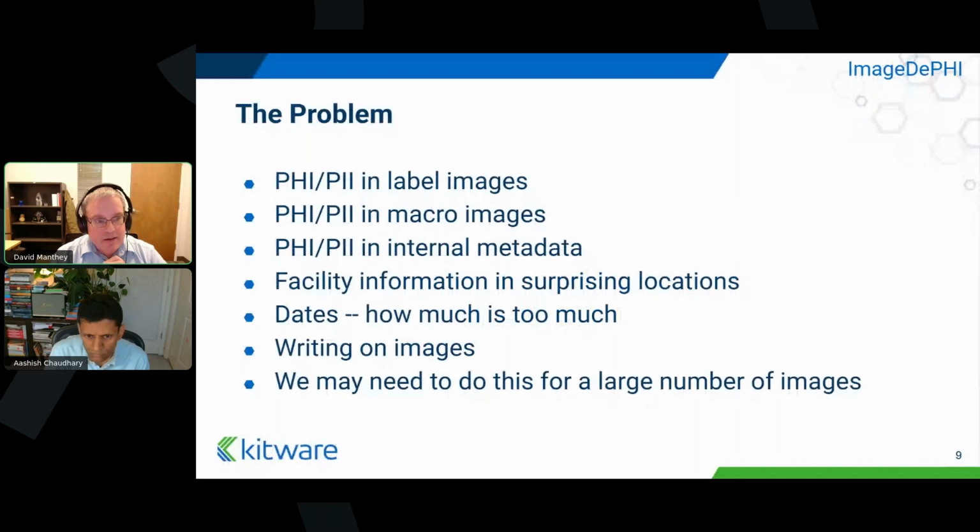And so the problem here is that PHI, protected health information, and personally identifiable information can appear in all sorts of places. It can be in the label images on our slides, it can be in the macro images, and we'll give some examples of those later. It can be in internal metadata, places where you'd expect it to be, like the image description could have a patient name in it, but also places where it's not expected. Facility information shows up in surprising locations, like IP addresses of your hospital showing up in the field of some scanner data.